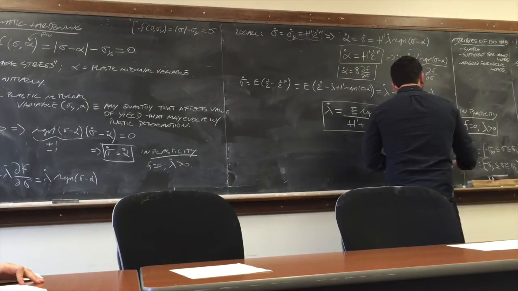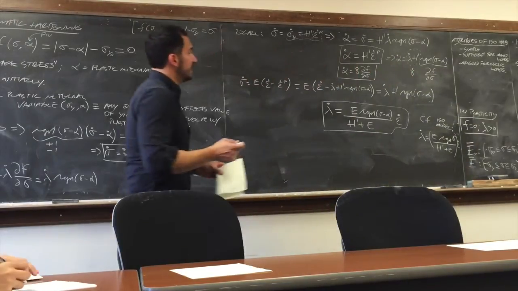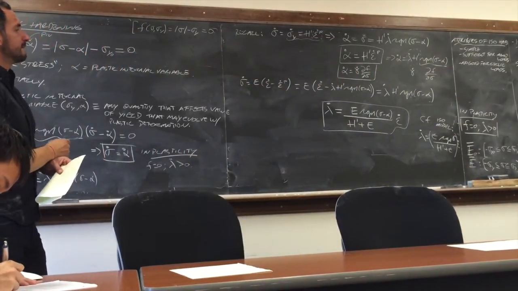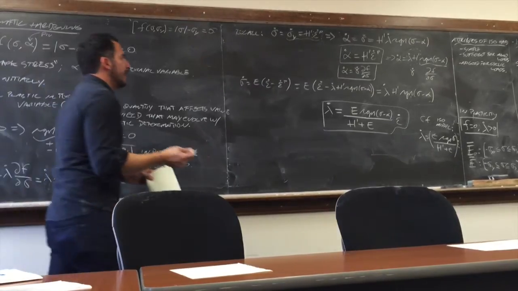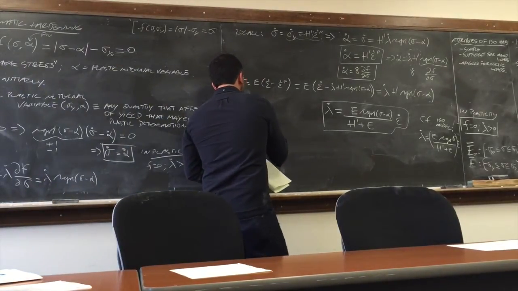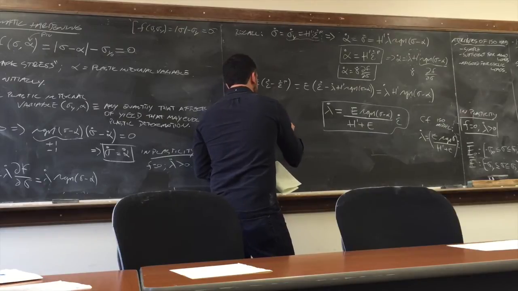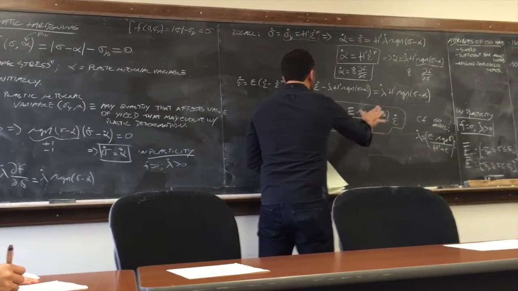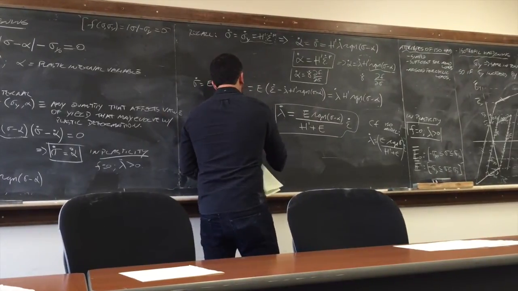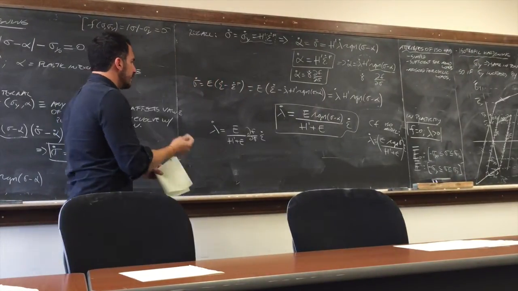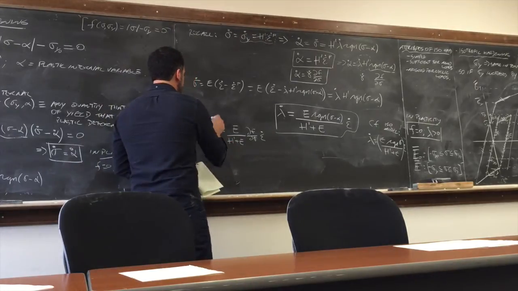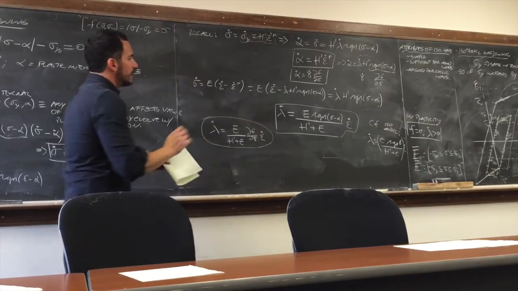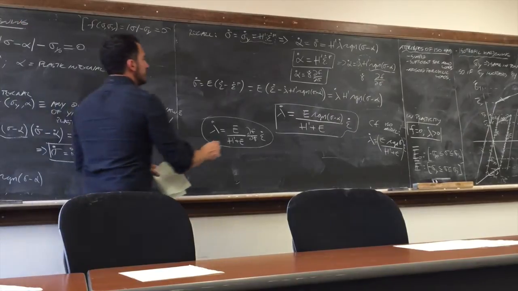So many people write for both of them: lambda dot equals E over H prime plus E times df d sigma, which is this, times epsilon dot. That's one way to write both of them. We'll summarize everything, but for now, this is it.